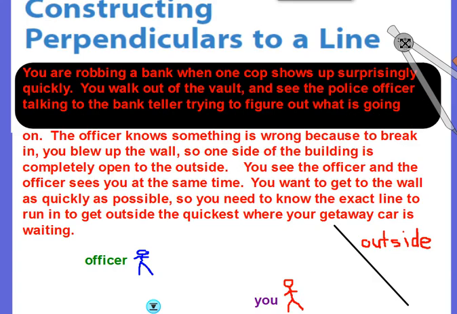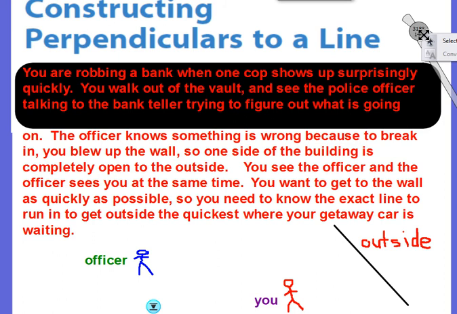So now I want to talk about what we know about perpendiculars. We just constructed one. But let me use a real life example. Hopefully this doesn't apply to any of you. I really hope this doesn't apply to any of you because we're talking about robbing a bank. But let's say you are robbing a bank and a cop shows up really quickly. You were a little surprised how quickly. So when you walk out of the vault, you're not expecting it, but you see a police officer talking to the bank teller, trying to figure out what's going on.